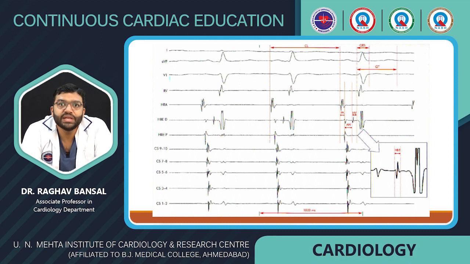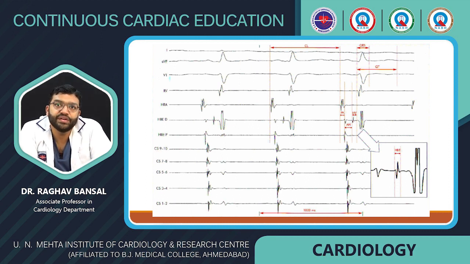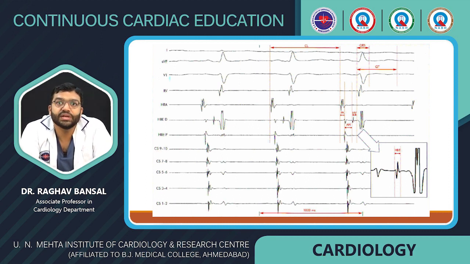Then we can measure the PA interval, which is from the beginning of the P wave to the atrial electrogram, the AH interval, which is from the atrial electrogram to the His electrogram, the HV interval, which is measured from the beginning of the His electrogram to the beginning of the QRS on the surface ECG, the QRS width and also the QT interval. So, these are the major intervals which we measure in an EP study.